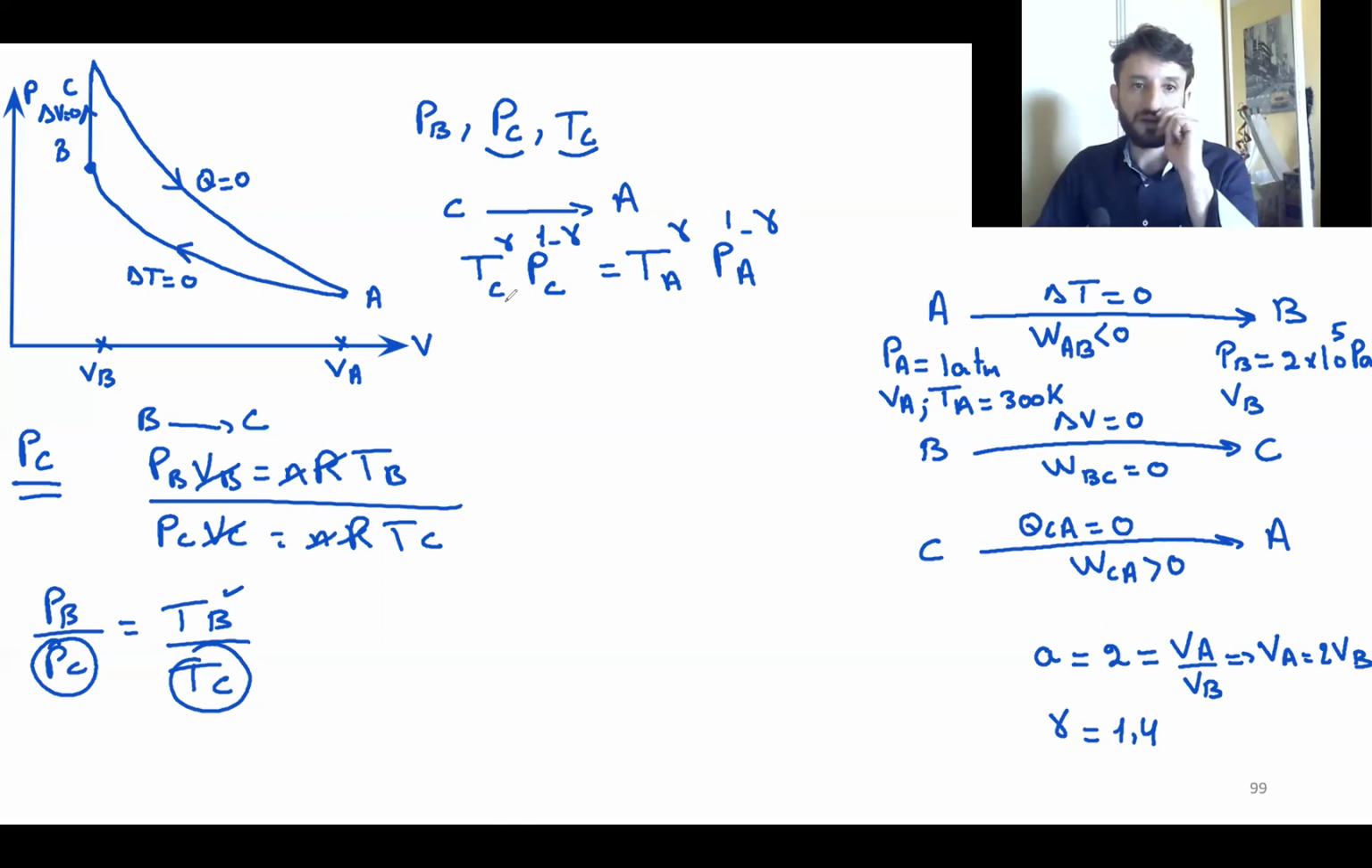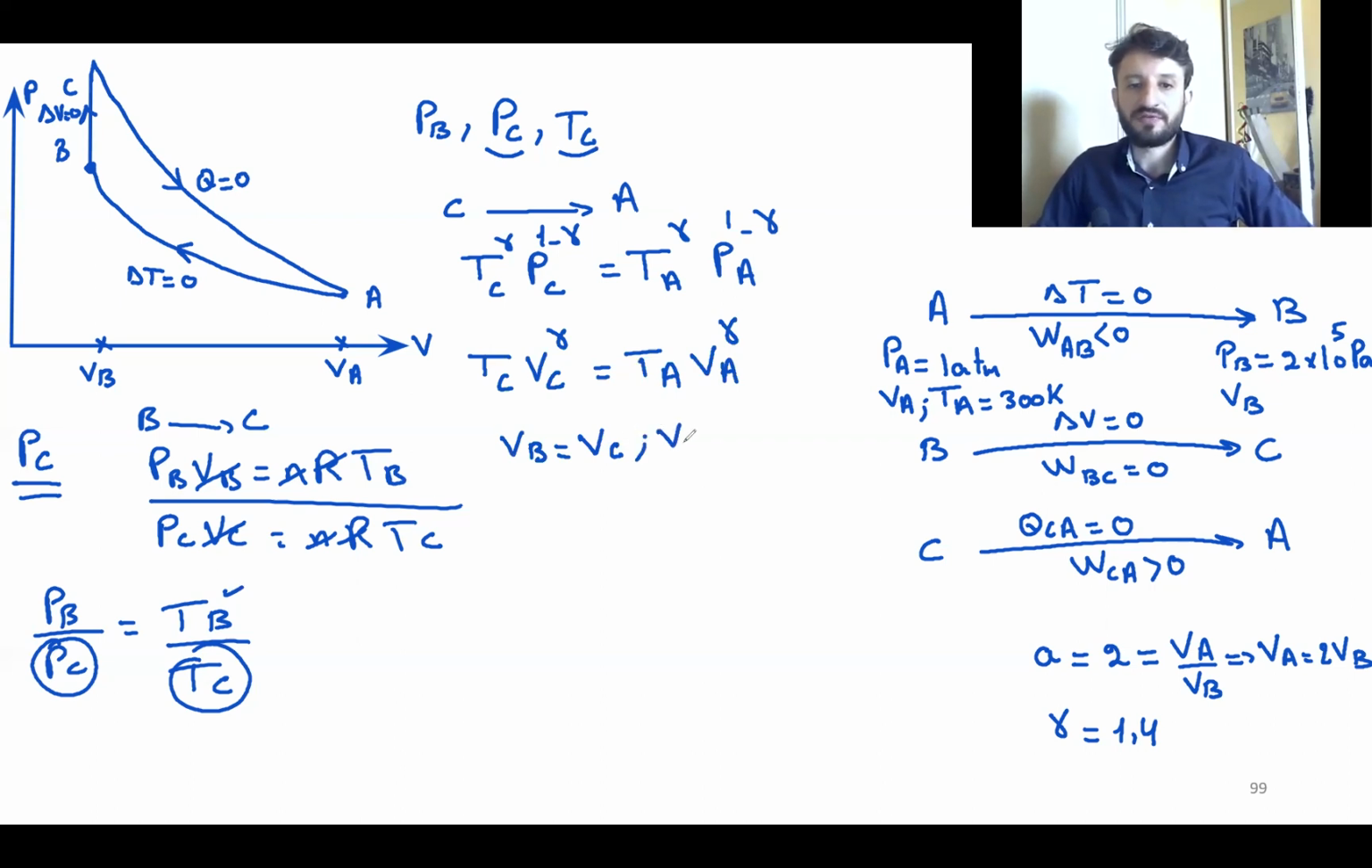Here, I can use, also we don't have TP, and also we have, for example, TC. VC gamma equals TA VA gamma. You know VB equals VC, the same. So we can say VA divided by VC equals 2. So we can calculate TC.